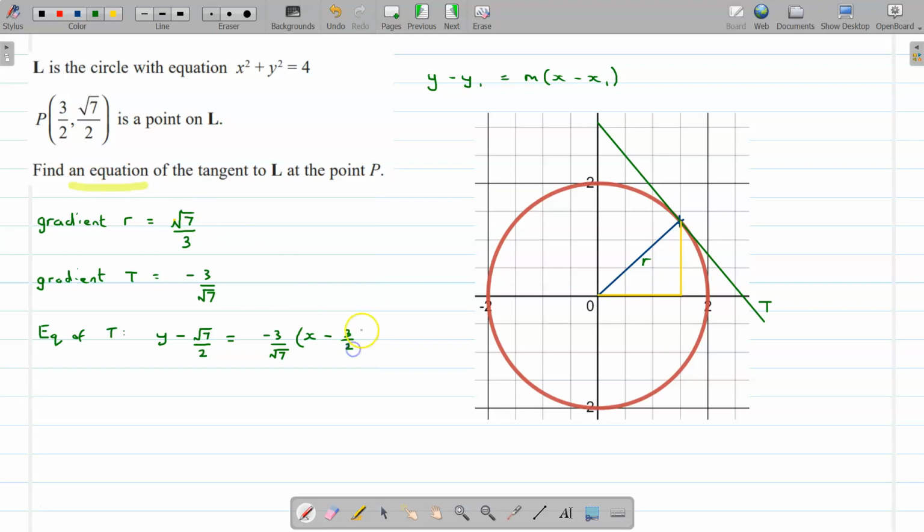Now that's got to get you the marks because it's an equation of the line t. Now you could do lots of simplifying, you could use your knowledge of surds and tidy it up, but it really doesn't require that. It just says an equation. And what they'll be looking for is your understanding of radius meeting tangent at 90 degrees, the use of the negative reciprocal, and that's it. So that's how I would answer that question there.